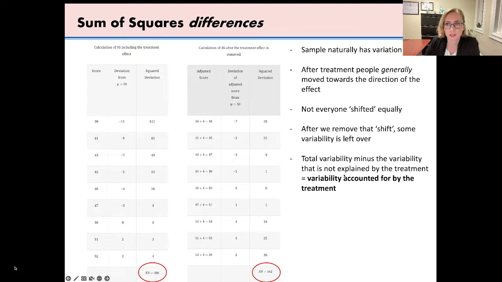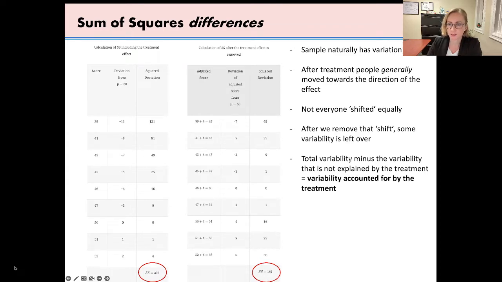So sample variation is normal, right? Not everybody is going to have the same score, and that's perfectly fine. We ideally want a small variability, right? If we have small variability, then we can more confidently talk about the shifting of the distribution of it being a true treatment effect. But nevertheless, people are different. After treatment, people generally move towards the direction of the effect, but not everyone shifts equally. So if we remove that shift, meaning remove that treatment effect, we still have some variability left over.